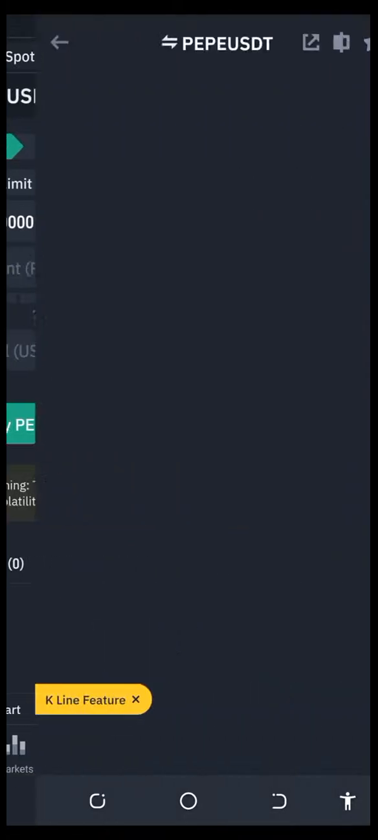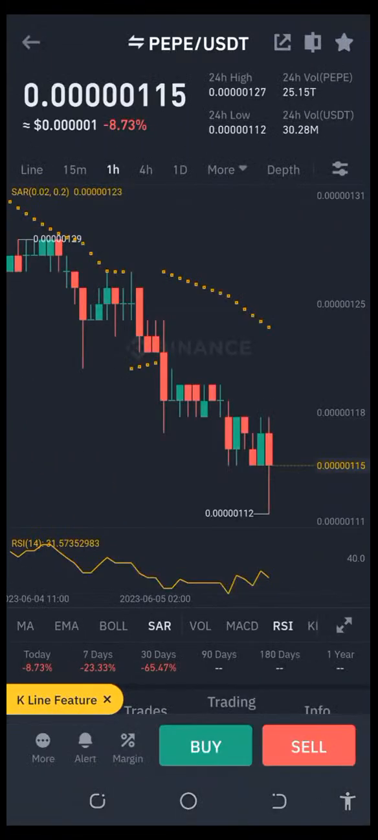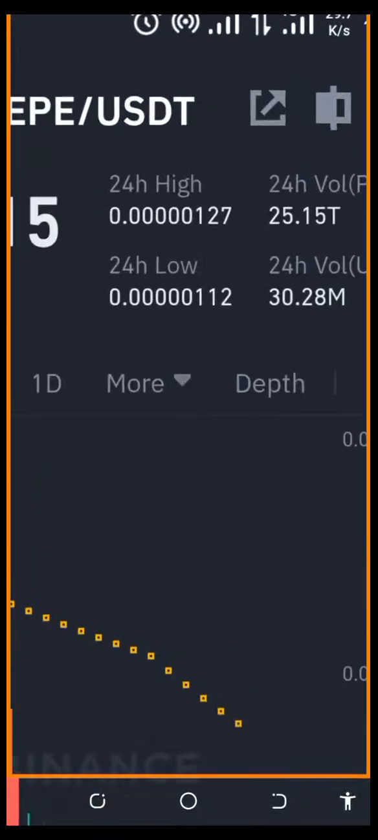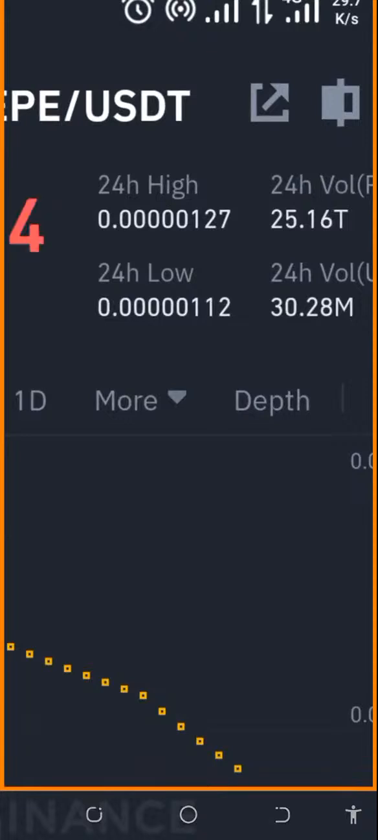So let's go to the charts and look at the all-time high and the all-time low within the last 24 hours. Now look at this. The all-time high for the last 24 hours is 0.0000127, while the all-time low is 0.0000112. So let's go ahead and choose something right in between.